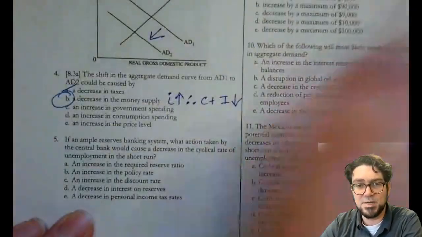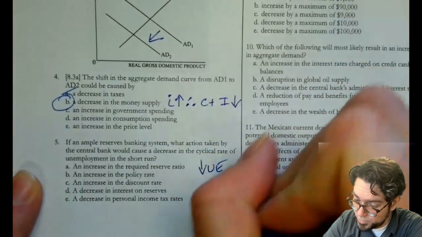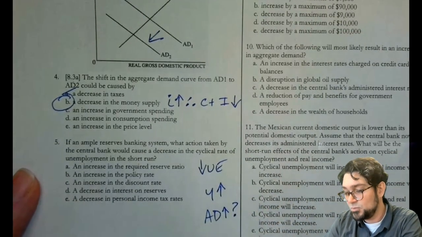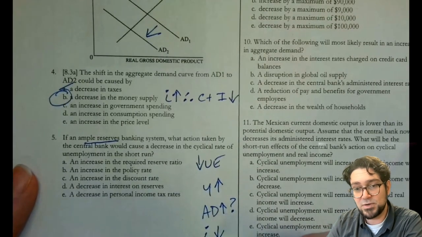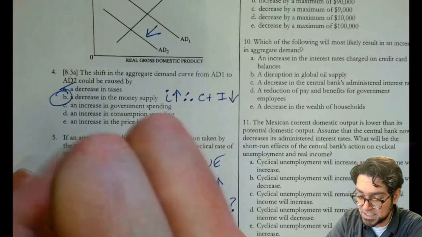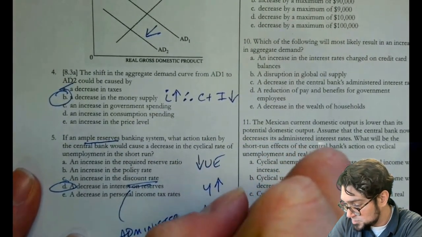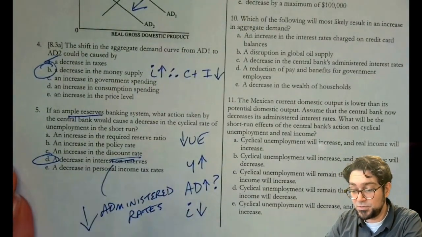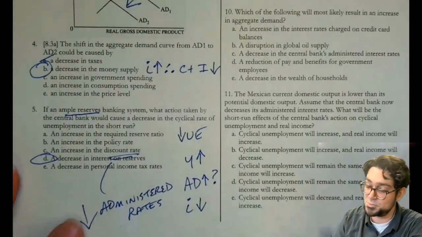For number five, in an ample reserves banking system, what action taken by the central bank would cause a decrease in the cyclical rate of unemployment? So decreasing unemployment, which means that output went up, right? So what would cause aggregate demand to go up? Well, if we're talking about an ample reserves banking system, that would be the interest rates going down. And interest rates going down could be caused by a decrease in interest on reserves. It's basically saying lower the administered interest rates. And if they decrease the administered interest rates, it's going to decrease interest, push aggregate demand up, and lower unemployment. This is a really, really tough question.